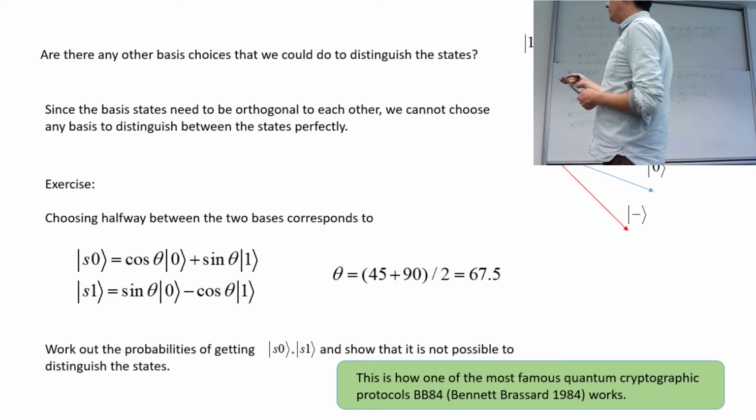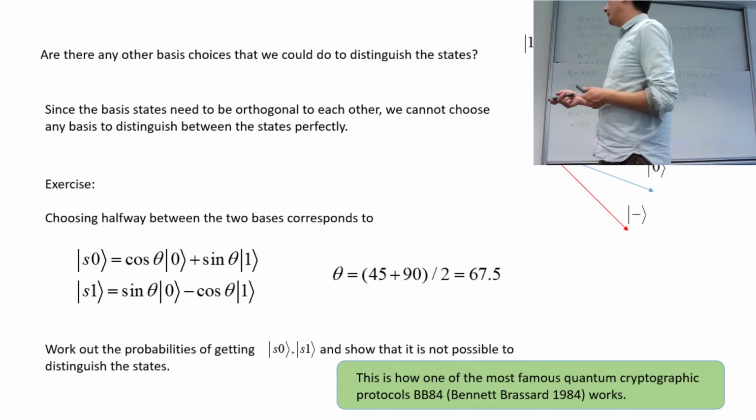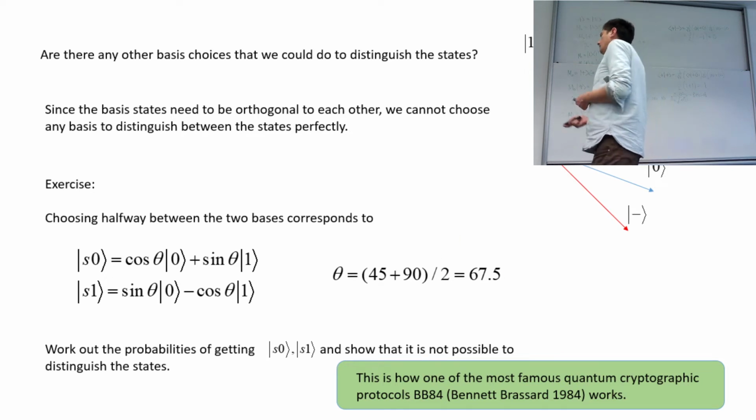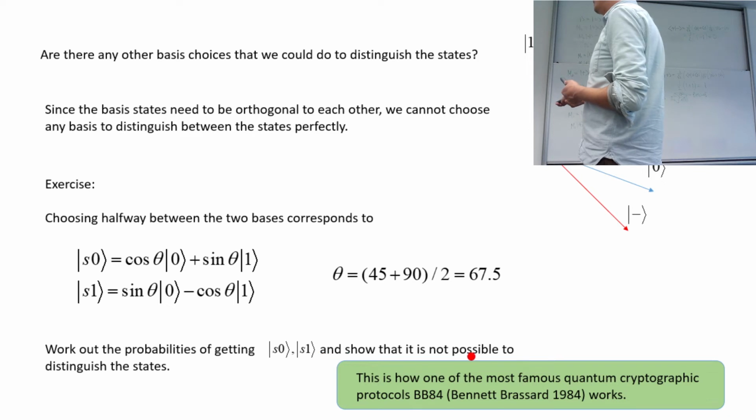Well, I do have this exercise here. Choosing halfway between the states would correspond to actually choosing an angle. So this one is 90 degrees, this one is 45, so for example this one will be 67.5 degrees. Okay. And so what I've got as the exercise is: work out the probabilities of getting S0 and S1, and show that it's not possible to distinguish between the states.